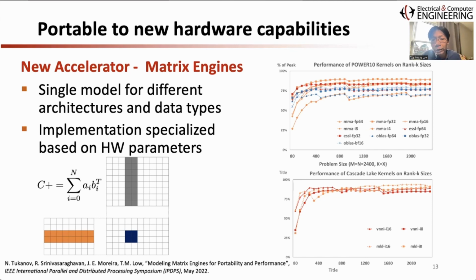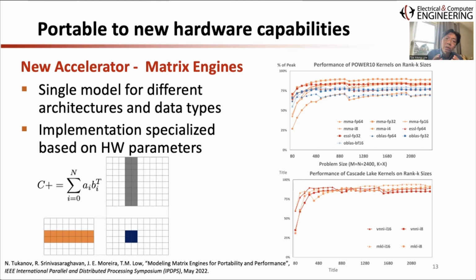If you do it accordingly, and here we show performance plots for two architectures for which we have used our new analytical model for matrix engines, you see that for the most part, most get between 70 to 80% of peak performance, right?